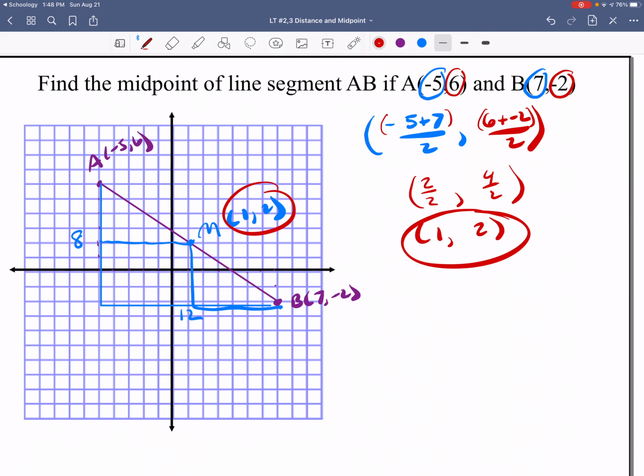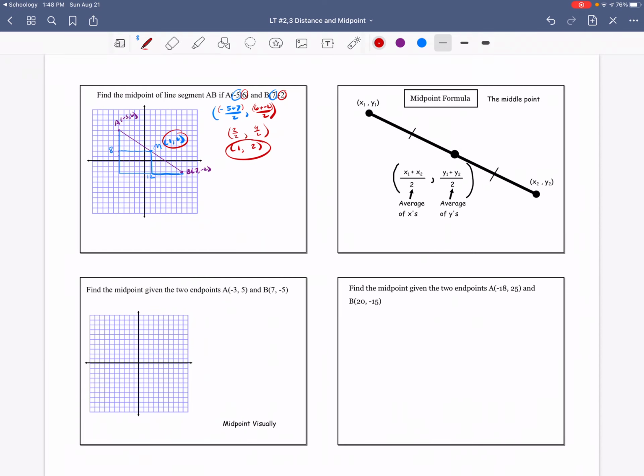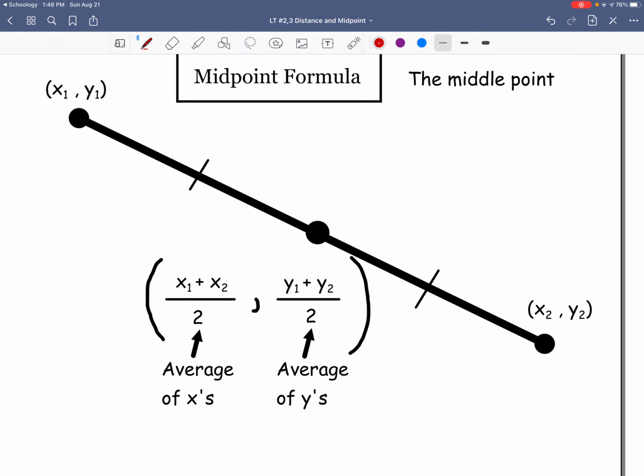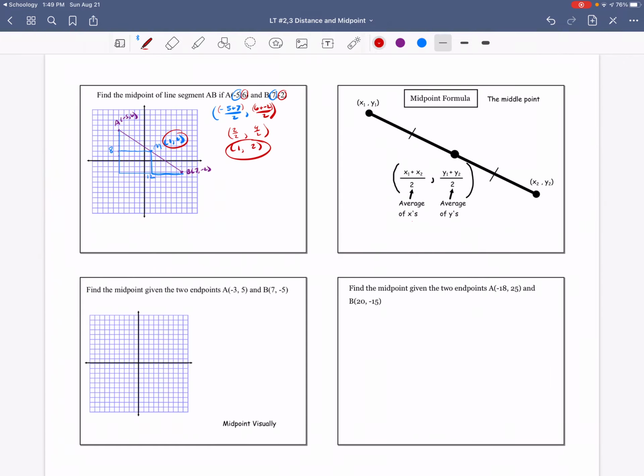So we see midpoint visually here on the coordinate plane by taking essentially the slope or the rise and the run and taking that in half. Or we look at it as the average. So the midpoint formula is just the average of the x's and the average of the y's. It's the sum of the two x's divided by 2 and the sum of the two y's divided by 2.